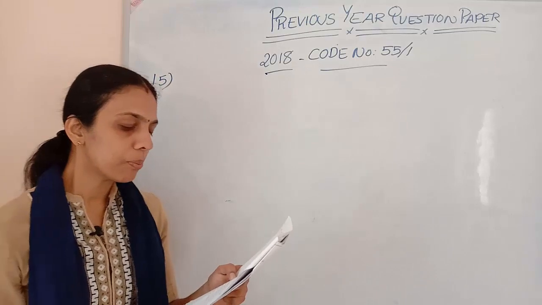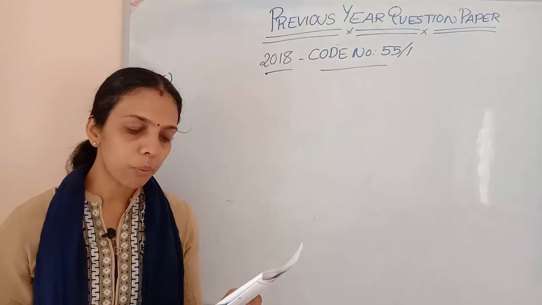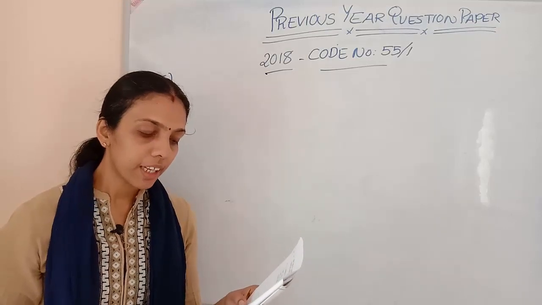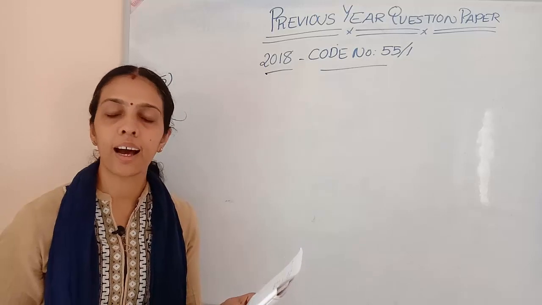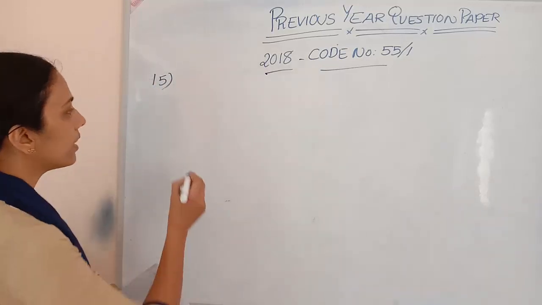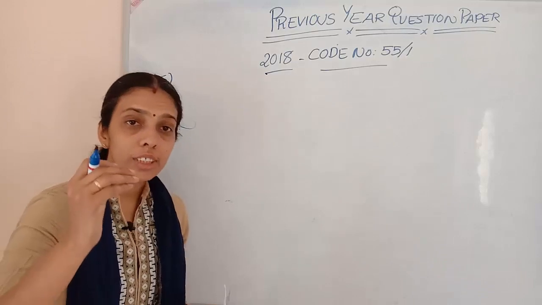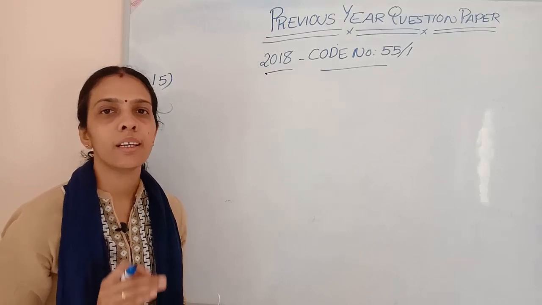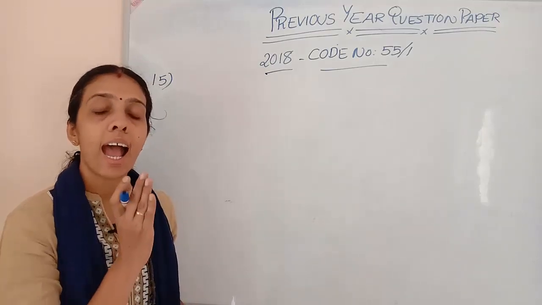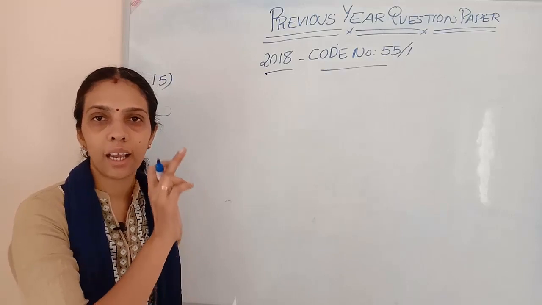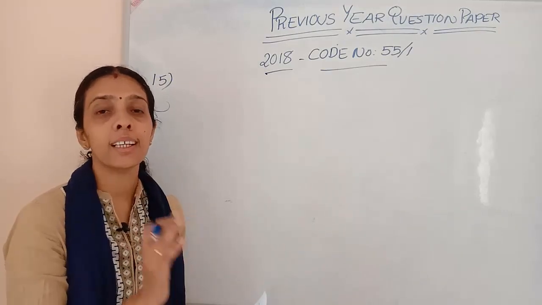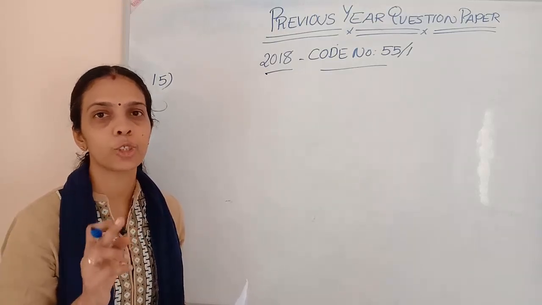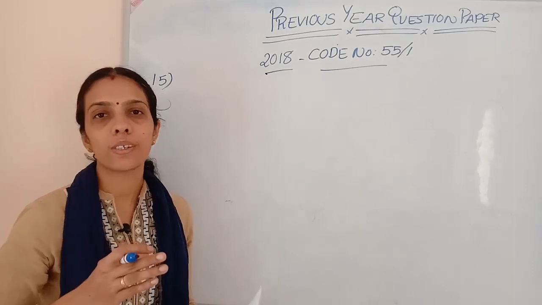Show using a proper diagram how unpolarized light can be linearly polarized by reflection from a transparent glass surface. So here, unpolarized light after reflection should get polarized. How will this happen? The refracted ray and the reflected ray, between those two rays, the angle should be 90 degrees. Remember, we derived Brewster's angle using that only.